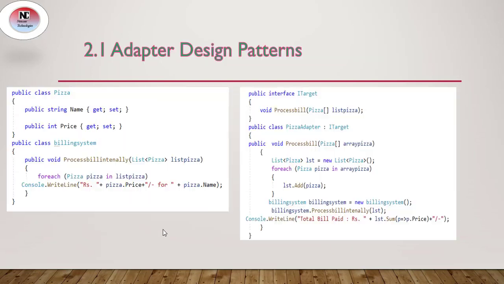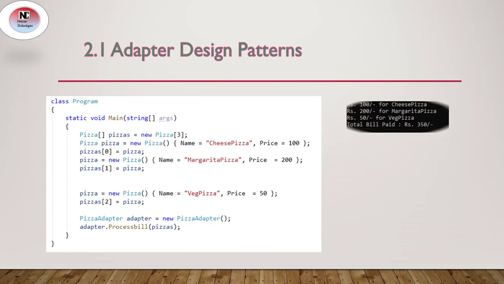So if we go back, you can see internally when we pass the array of pizza, it casts it into lst or transfers all the data into lst and calls this method. So the client is not going to call the billing system directly. So this is how it is working between the client and the internal interfaces, right? And the output you are getting: cheese pizza is 100 rupees, margherita 200 rupees, veg pizza 50 rupees, and the total is 350. So this is the output which you are getting through the adapter design pattern.